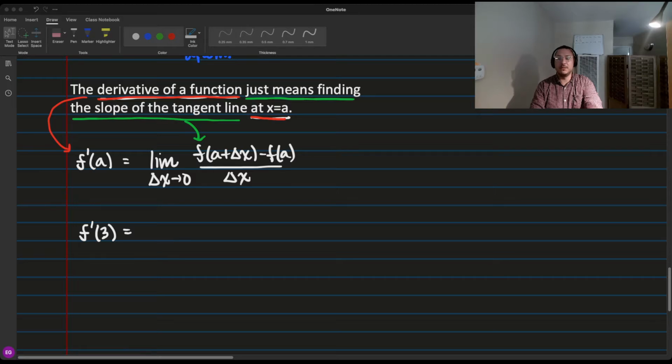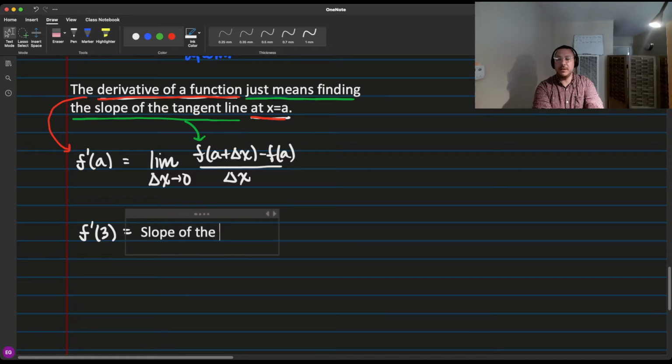So what does the prime mean? The little tick mark. Right, and then what does the derivative actually mean? Yeah, so this means the slope of the tangent line at x equals 3 for the function f of x.